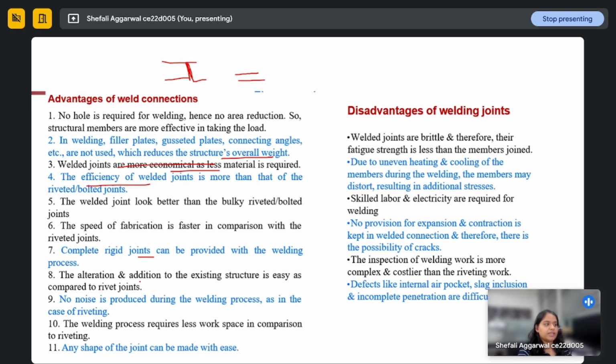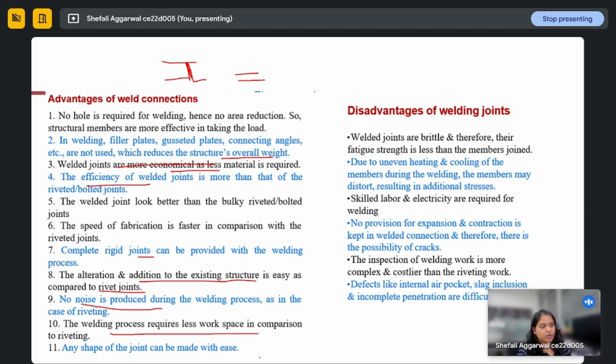We can easily alter our existing structures as compared to rivet joints, because if we have to alter a rivet joint, the plate has to be completely destroyed to make a new connection. But in this case, we can just cut the part and join a new part. During welding, noise is not there, whereas during riveting, we have to use a hammer, which produces more noise. And the welding process requires less workstation space as compared to riveting.